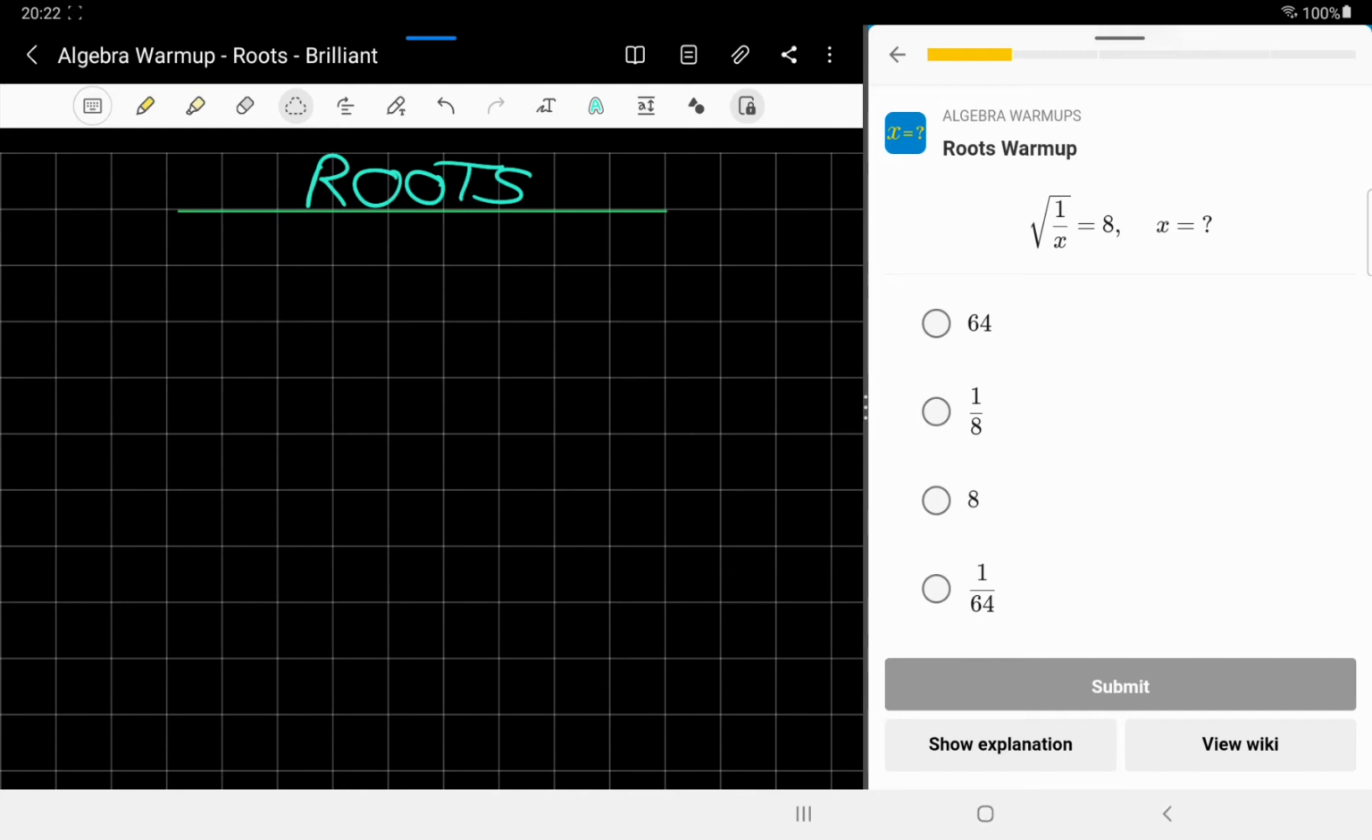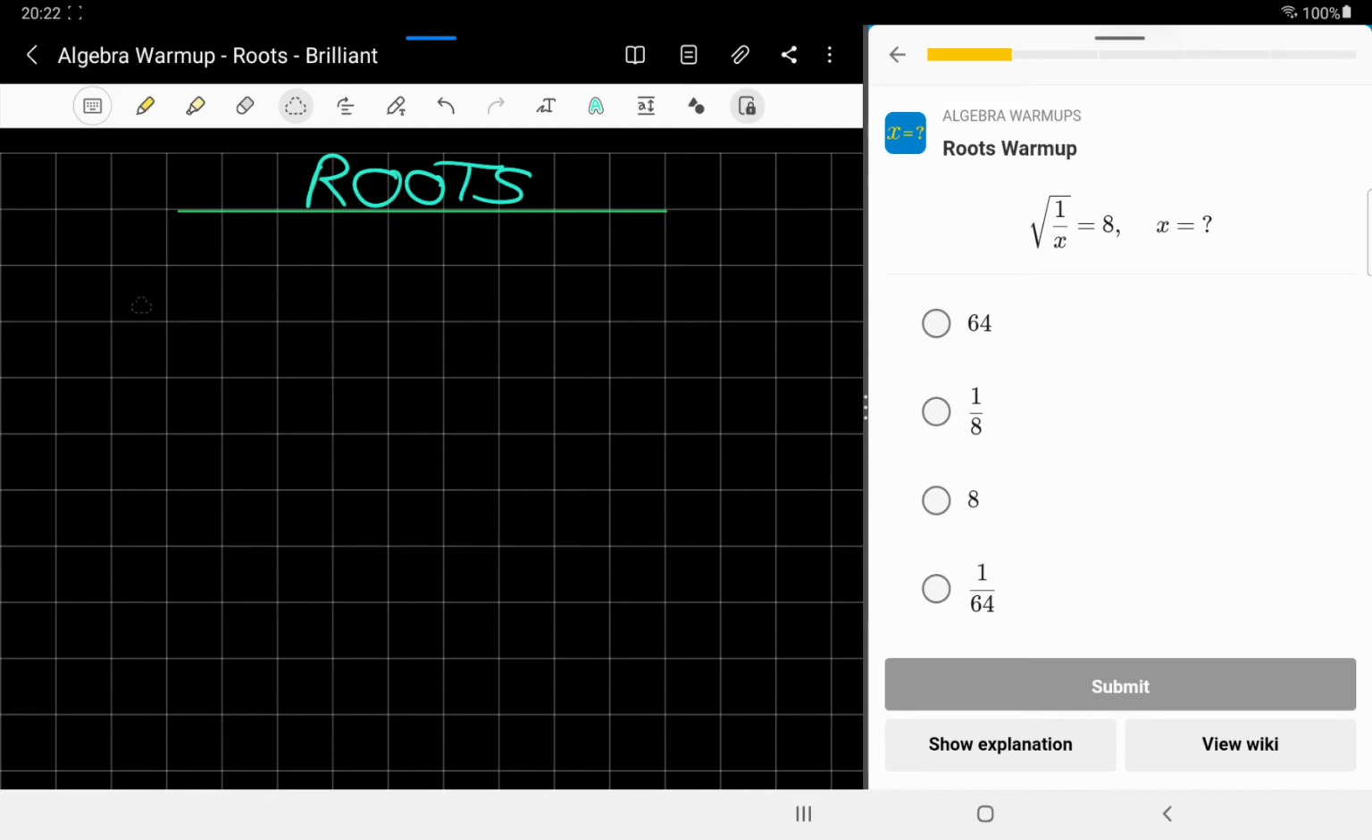Samsung Notes is actually one of the best, not one of the best, scratch that. Samsung Notes is the best, hands down the best note-taking application I've used so far, and I've used quite a lot.